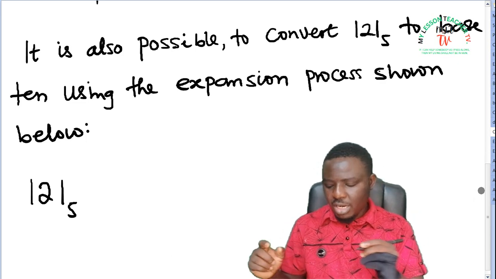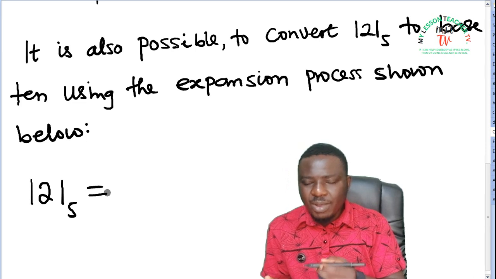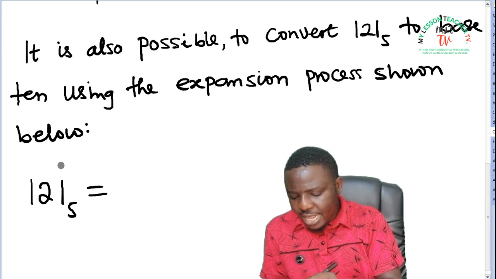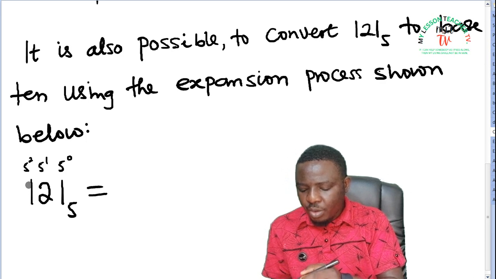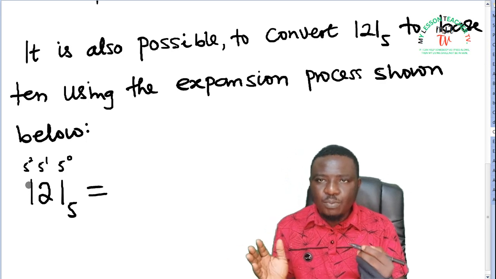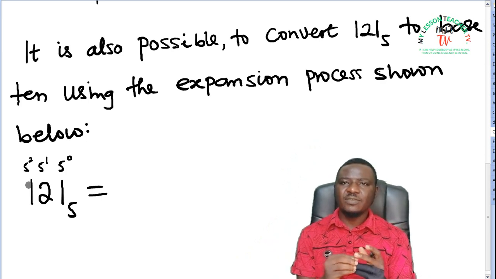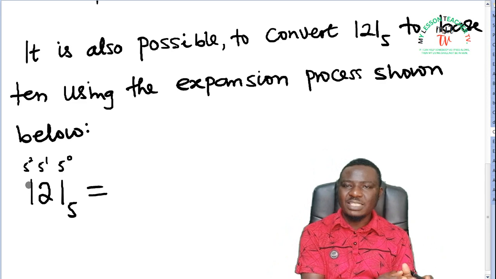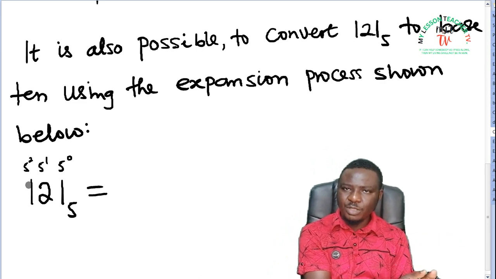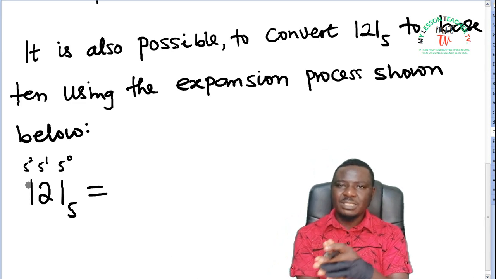But how is that possible? Now let's use the expansion method to arrive at that. This can be said to be equal to, remember, the place values of 1 here is said to be 5 to power 0, while this is 5 to power 1 and this is 5 to power 2. So I'm going to multiply each number with its place values and add them up together, and that will give me its equivalence in base 10. So in order for you to convert numbers from other bases to base 10, we use the expansion method. We use the long division method to convert base 10 to other bases, and the expansion method to convert from other bases back to base 10.